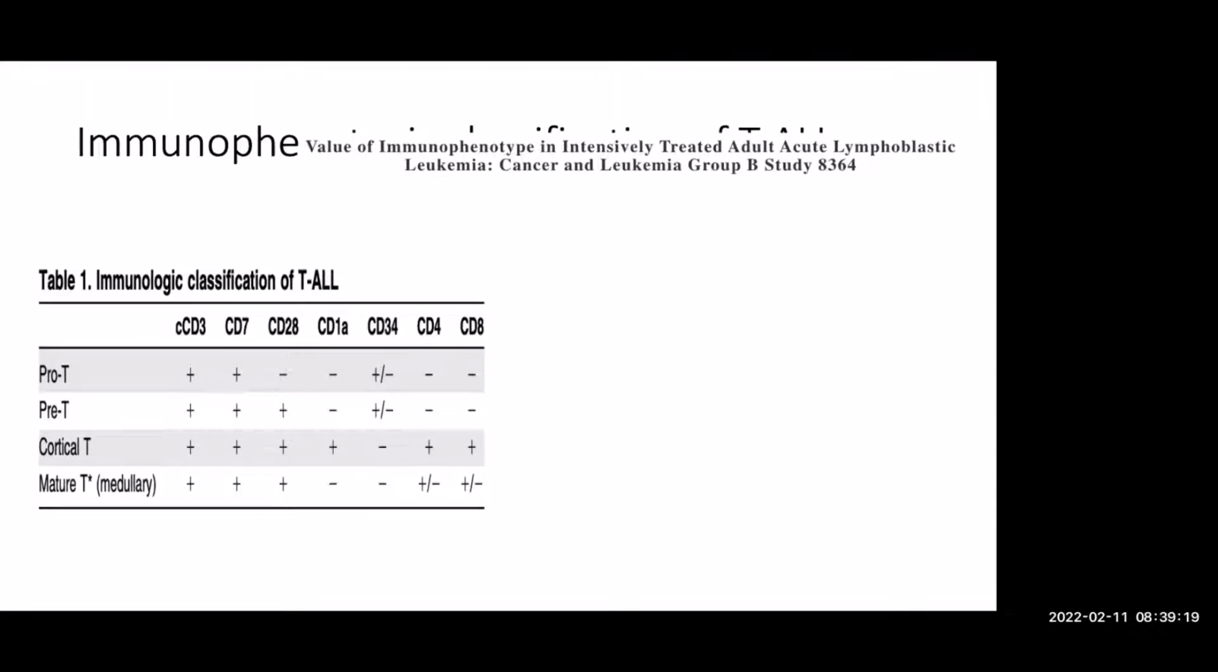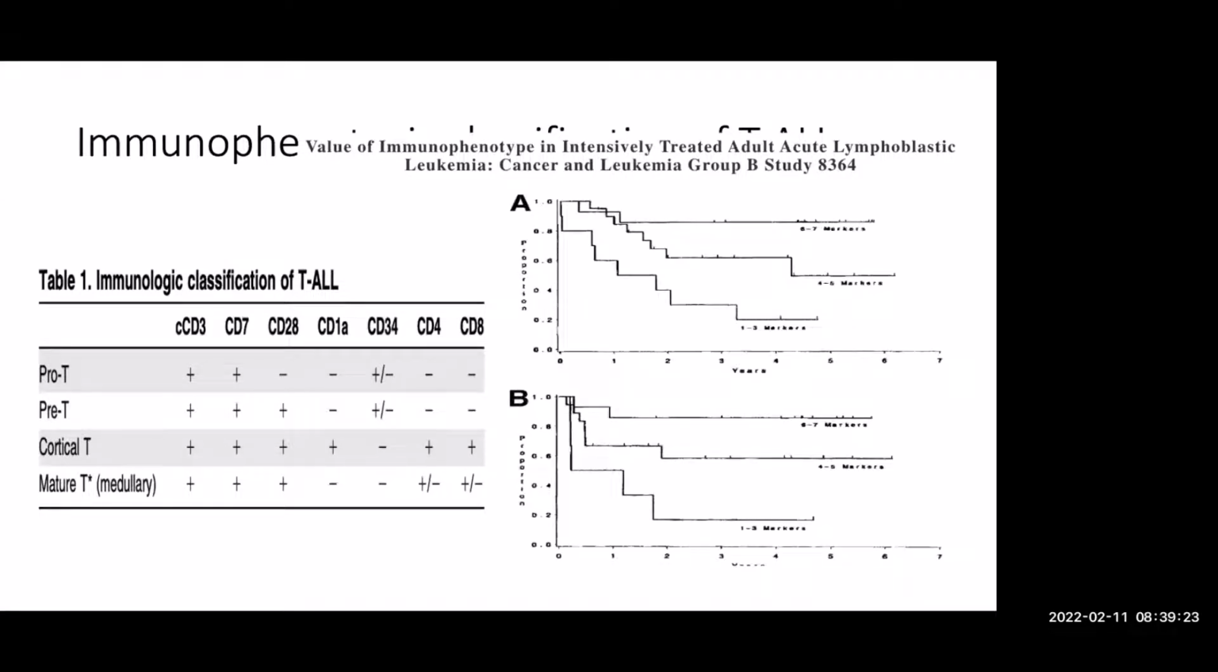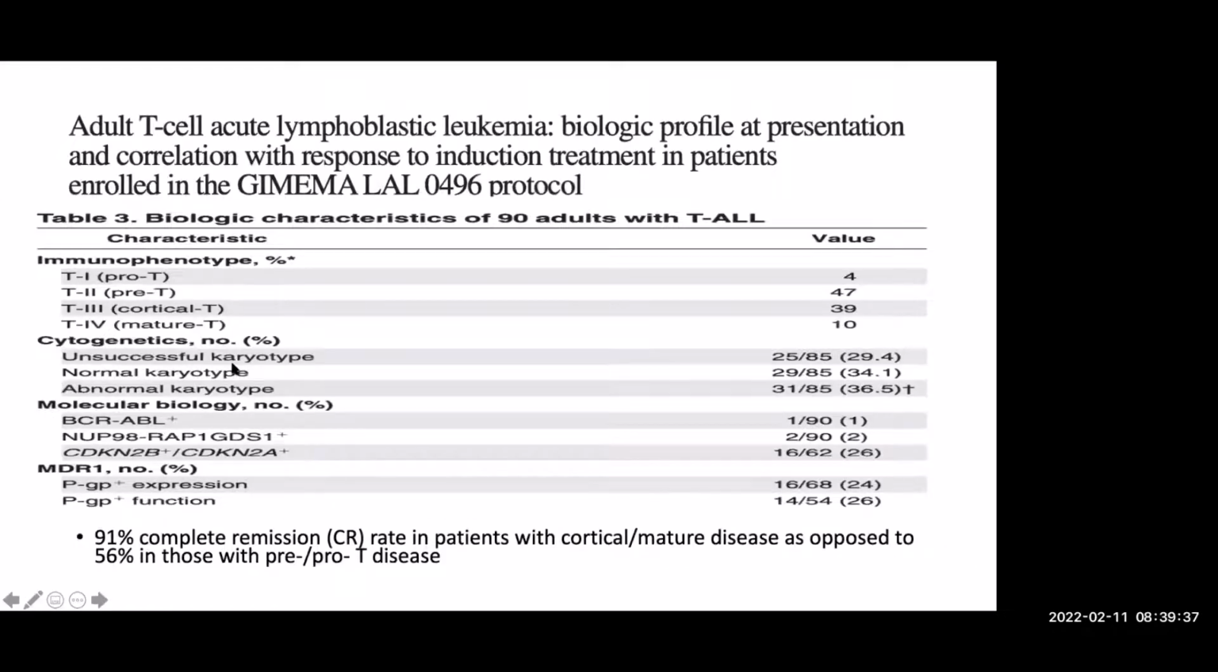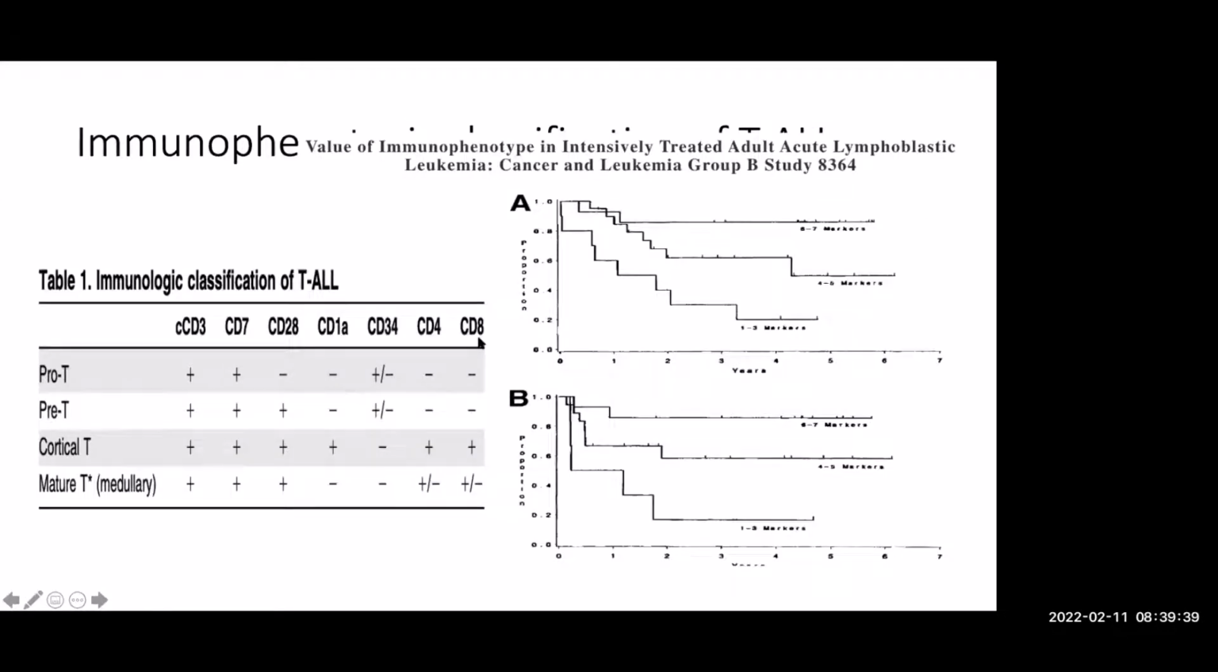What is the value of this immunophenotype in T cell acute lymphoblastic leukemia? This is the study done in the CALGB group, where they evaluated the prognosis based on the immunophenotypic classification. The patients who had pre and pro T cells have inferior outcomes compared to mature T cells.